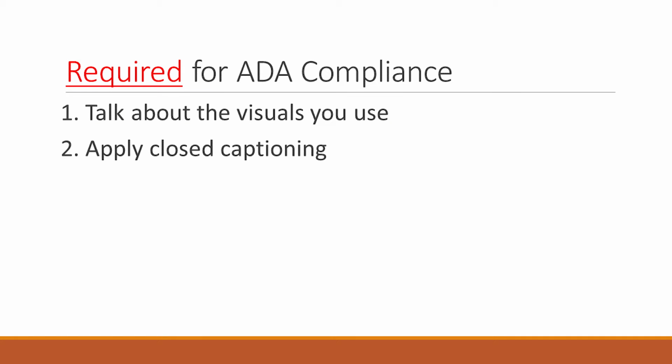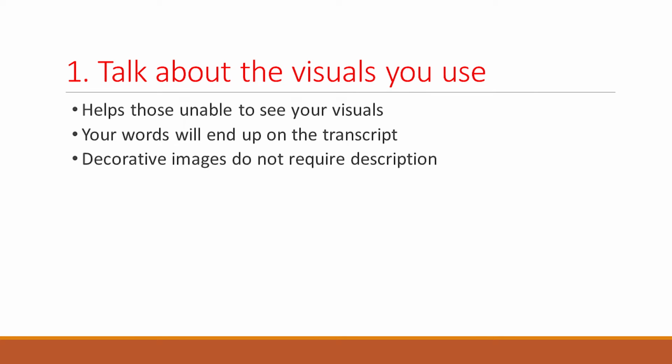Our two required tips for video are to, number one, talk about the visuals you use, and number two, apply closed captions. So, number one, talk about the visuals you use. If your viewer has a visual impairment and must experience your video through a transcript or by sound alone, then they cannot see the pictures or graphs that you show. If the visual is important to the topic of your video, you must verbally describe it so that someone can understand without needing to see it. Decorative images do not require a description, but you're free to add one.